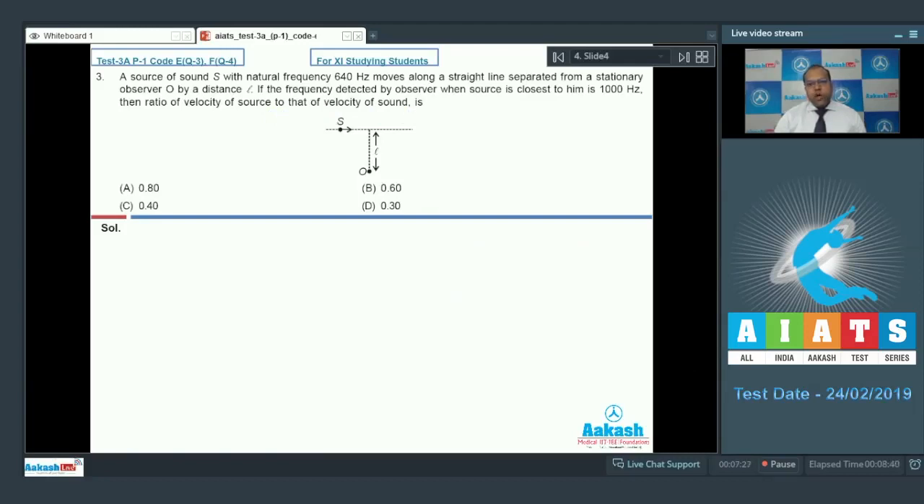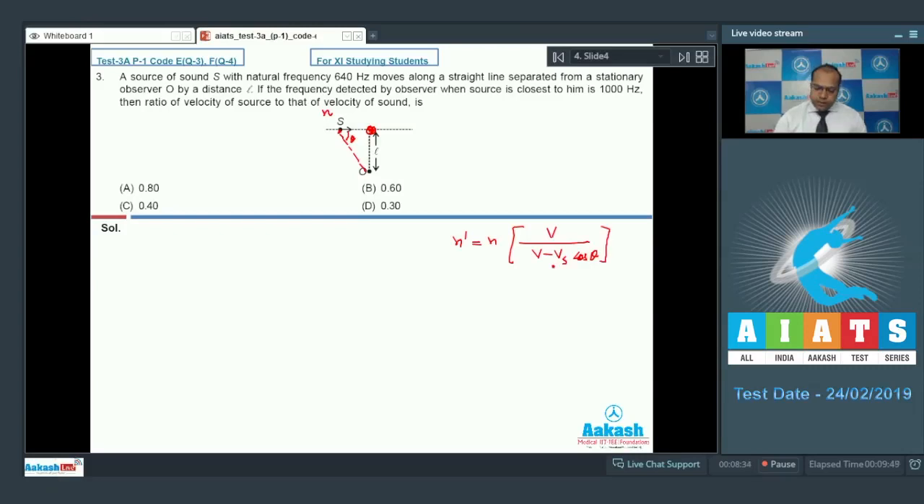So the frequency detected by the observer is 1000 Hz when the source is closest to him. It means that the source must be at this position, which is the closest distance from the observer, and at this instant the frequency received by the observer is 1000 Hz. So the pulse emitted by the source, which is received by the observer, must have been emitted at this position. Let at this moment it make an angle theta with this line. Let its frequency be n, then the frequency observed by the observer can be written as n dash equal to n into v divided by v minus vs into cos theta.